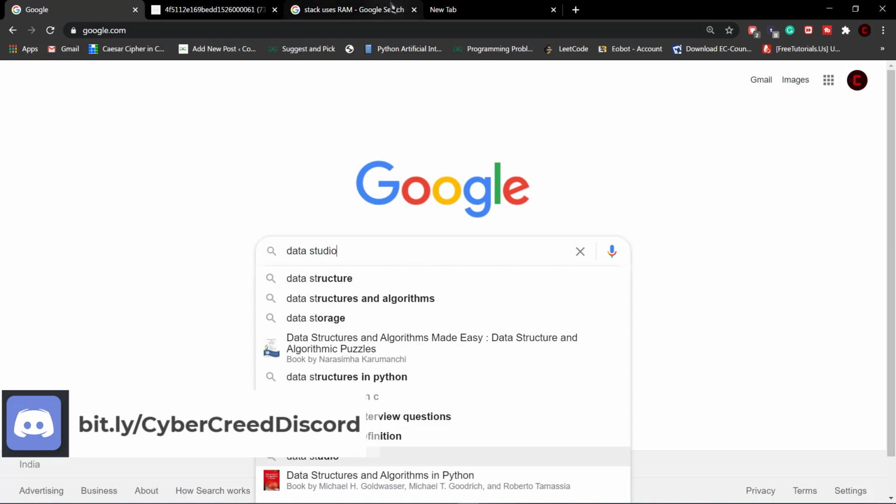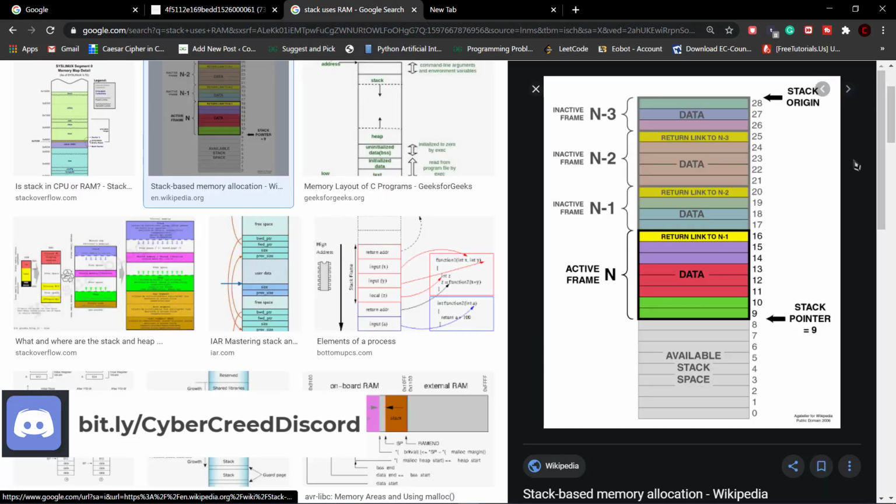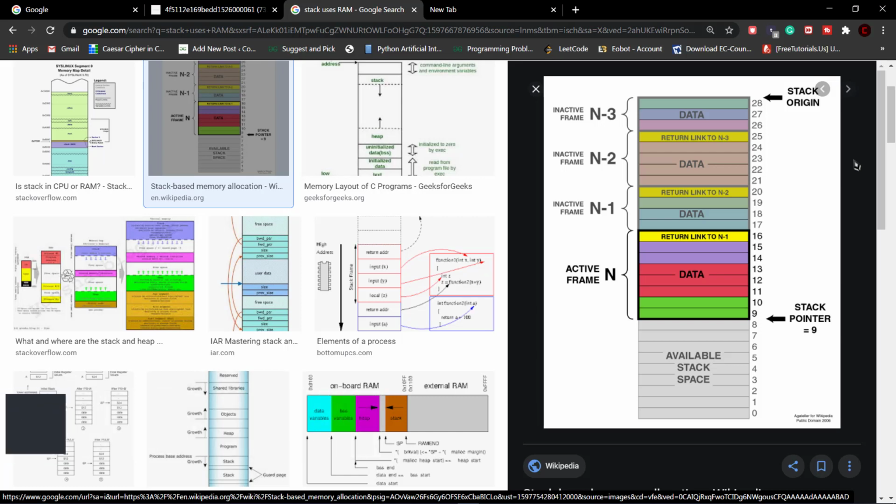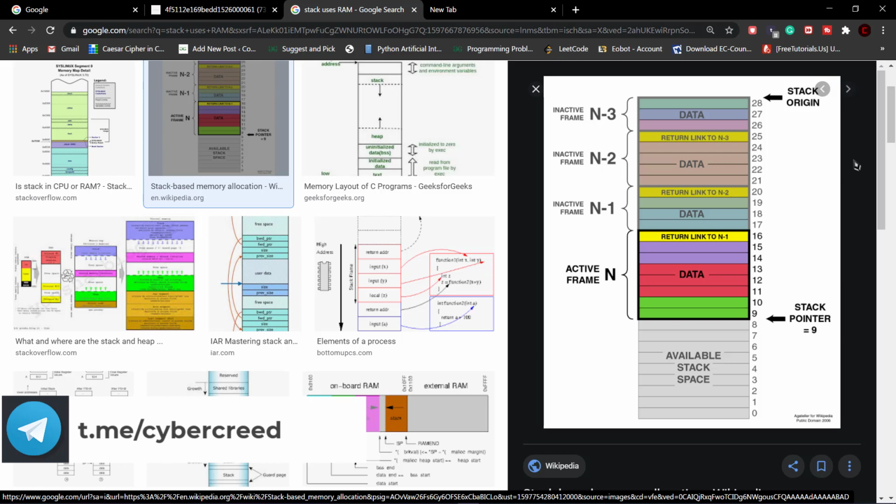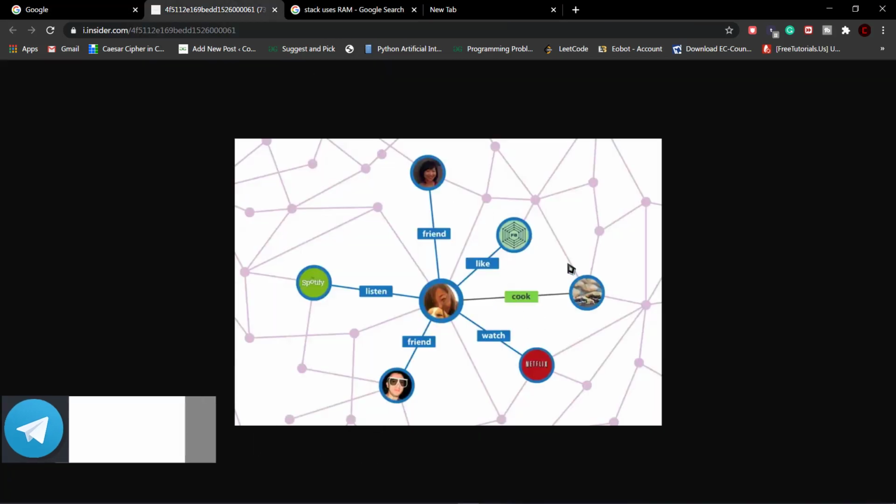Again, data structures are also used in your RAM. Whether you are using your Android phone or your laptop, you always have a RAM, and RAM uses some sort of data structure to perform its tasks. Also, data structures are used in the Facebook friend recommendation system.